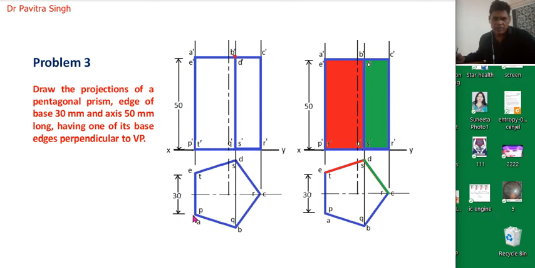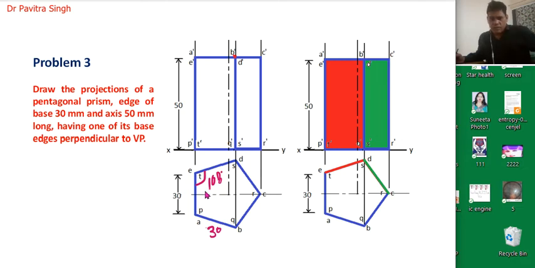So this is line AB, BC, CD, DE and EA. So we have taken this line EA equal to 30 mm, 30 mm, 30 mm, 30 mm, 30 mm, and this angle will be 108 degree. Okay, so we have constructed this pentagonal plane here, because when we will see from top, we can see only the one surface, and another surface of its bottom will be in the back side of this top surface. So the bottom surface is covered by the top surface.